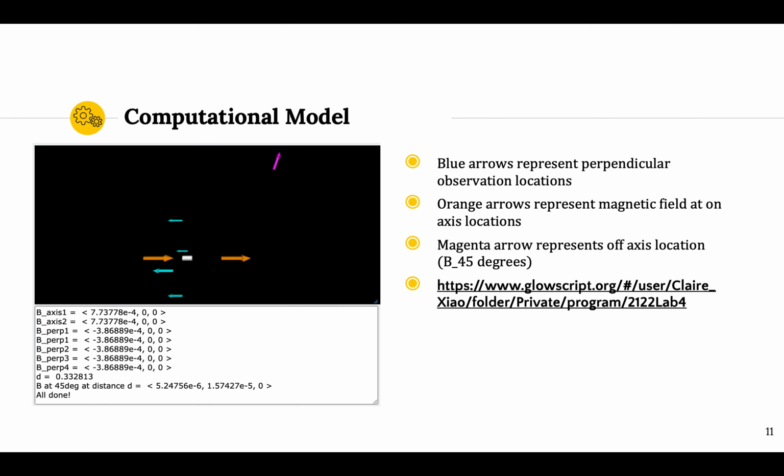And here's the output of the computational model. The blue arrows represent the perpendicular observation locations. The orange arrows represent the magnetic field at on-axis locations, and the magenta arrow represents the off-axis location. And also I've attached the link to my GlowScript code.